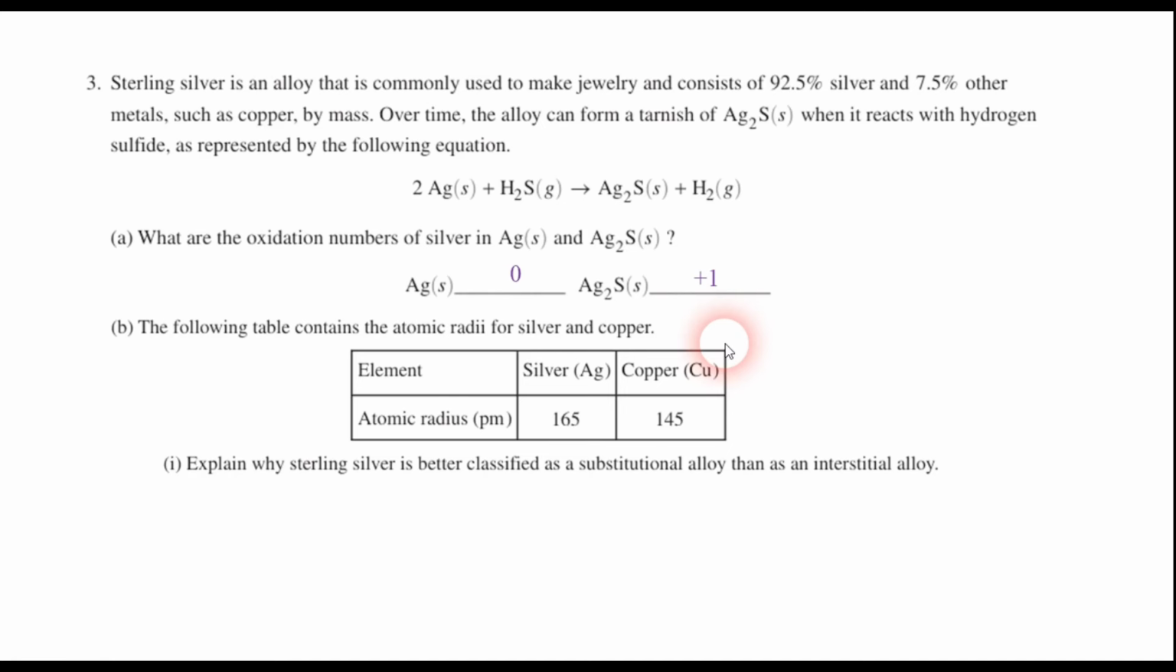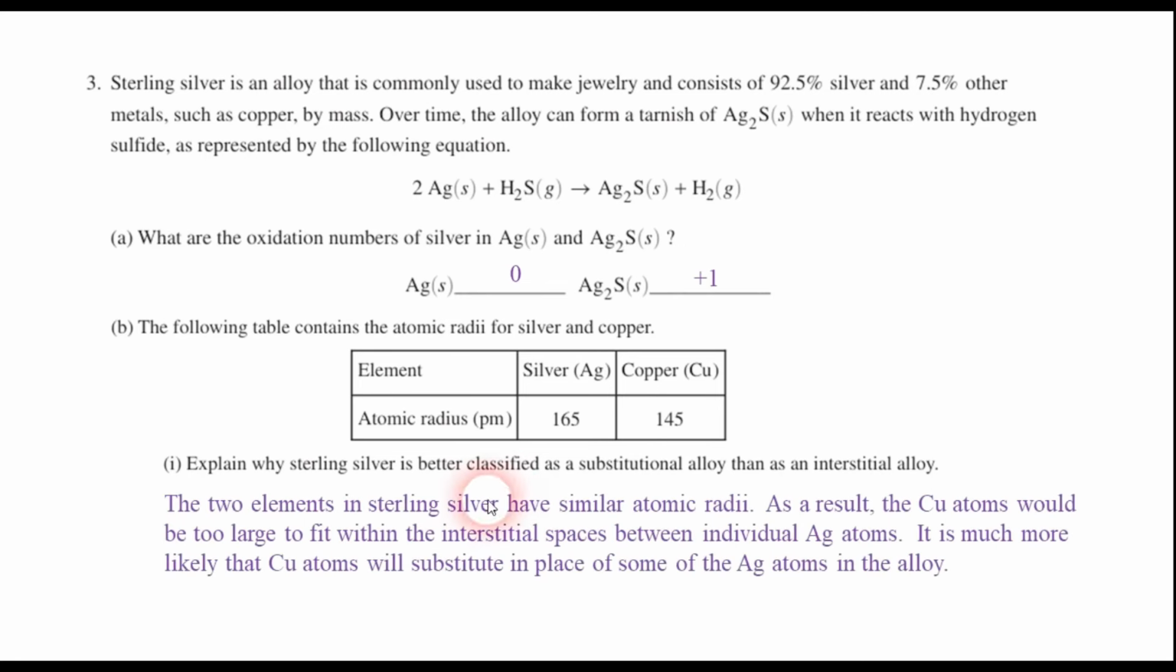Now moving on to part B, it says the following table contains the atomic radii for silver and copper, and we have those here. And it says explain why sterling silver is better classified as a substitutional alloy than as an interstitial alloy. And so if we think about the types of alloys, this is a substitutional alloy because if you look at the atomic radii, they're honestly rather similar to each other. They're not that different. Because of that, these copper atoms are going to be way too big to fit inside those little tiny interstitial spaces between the individual silver atoms.